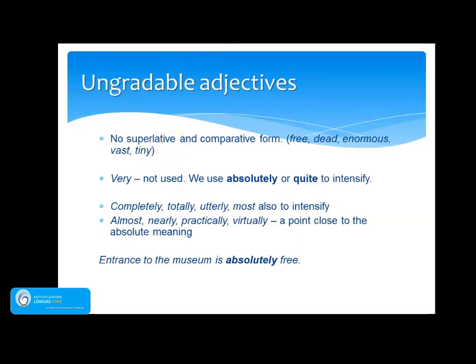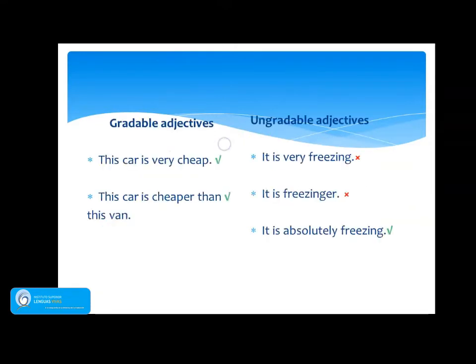Have a look at, for example, this sentence we've got here. Entrance to the museum is absolutely free. It would be ungrammatical to say entrance to the museum is very free. So here I'm showing some examples of gradable and ungradable adjectives. As you see, we cannot say very freezing or freezinger, but we can intensify the adjective freezing by using absolutely.